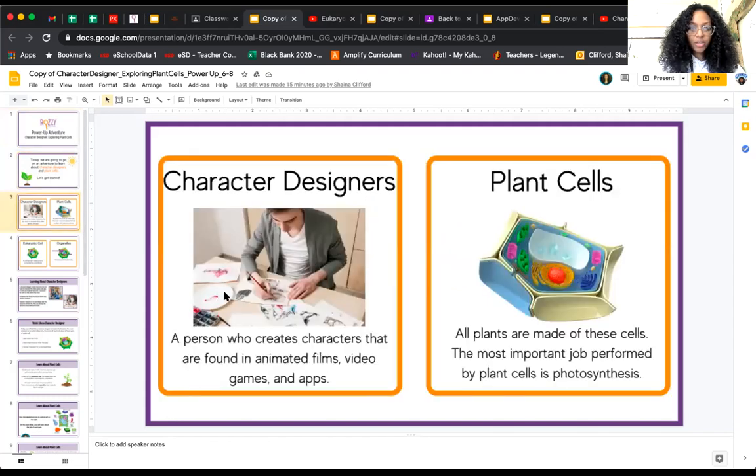So, once again, a character designer is a person who creates characters that are found in animated films, video games, and apps. All plants are made of these types of cells. In fact, the most important job performed by a plant cell is photosynthesis. You may have heard that word before in many science classes in the past, but this is kind of like a digital drawing or representation of the plant cell and what's inside of it. You'll see a couple different images to show the same thing, as long as you know that all the parts are basically there.